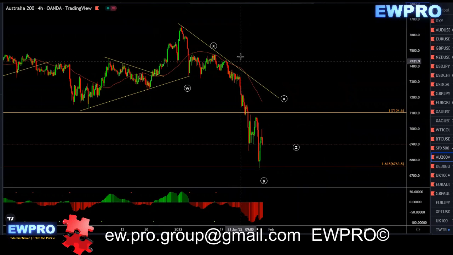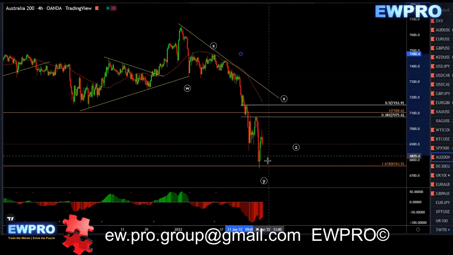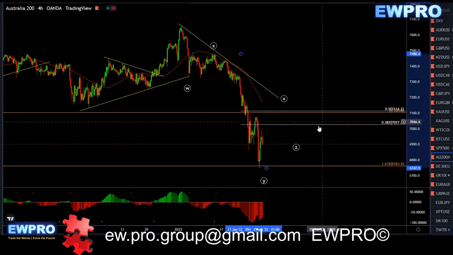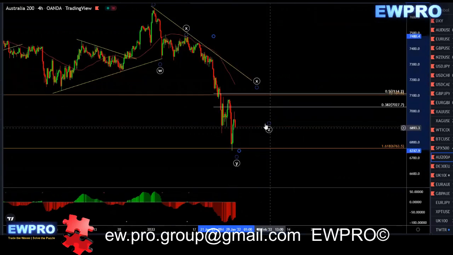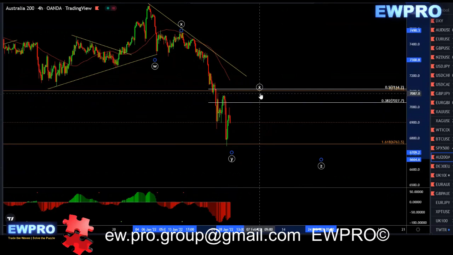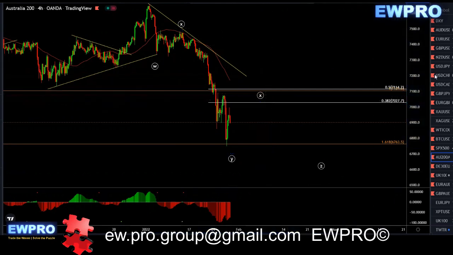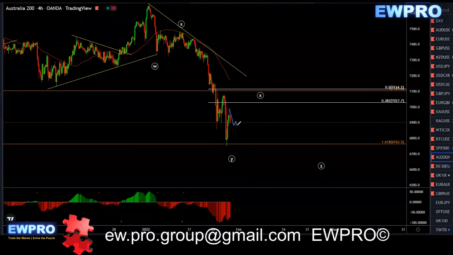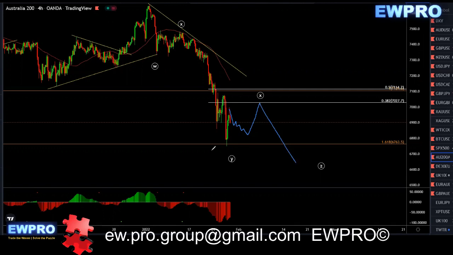Remove that and start to look for your 38.2 retracement. So you'll be looking for a retracement. Whatever happens in here, you may get another one up here, and then you'll be looking for some sort of a setup to sell for that wave Z.